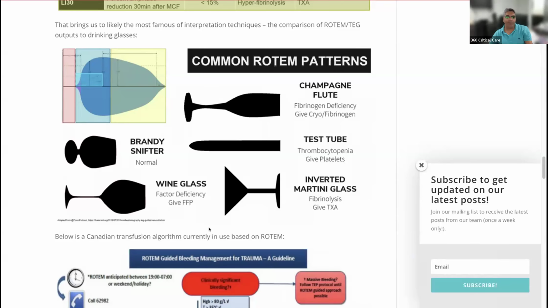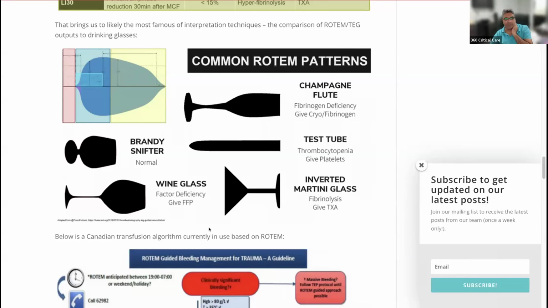Then if you have factor deficiency, your clotting time will be prolonged, as you can see here, before it goes up. So the clotting time is prolonged, the stem of the champagne glass. In fibrinogen deficiency, your A5 is low, at 5 minutes A5 will be low. In that case, you have to give fibrinogen again.